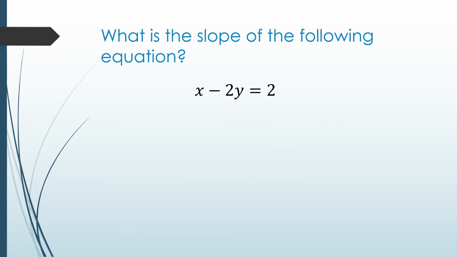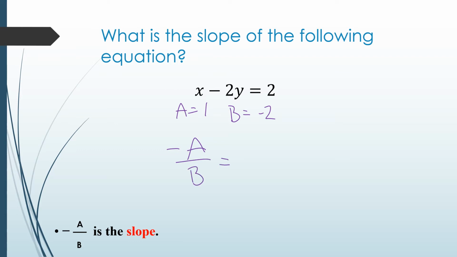Okay, let's look at some more. So again, the slope is the opposite of A over B, or negative A over B. So here I know that A equals 1 and B equals negative 2. So if I'm going to find the opposite of A over B, that equals, remember that's the slope, negative 1 over, so A was 1, but I have to put that negative there, and B was negative 2. If I simplify that, my slope is 1/2. So m equals 1/2. So the slope of that line is 1/2.